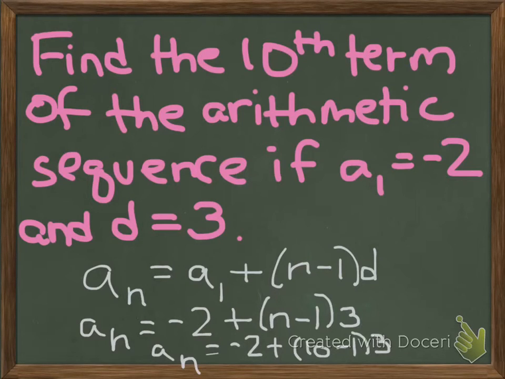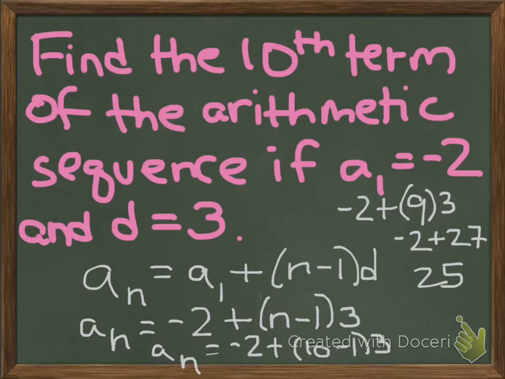So we have negative 2 plus 10 minus 1 is 9 times 3. And then order of operations, we need to multiply before we add. So negative 2 plus 27, which would give me positive 25. And that would be our answer.